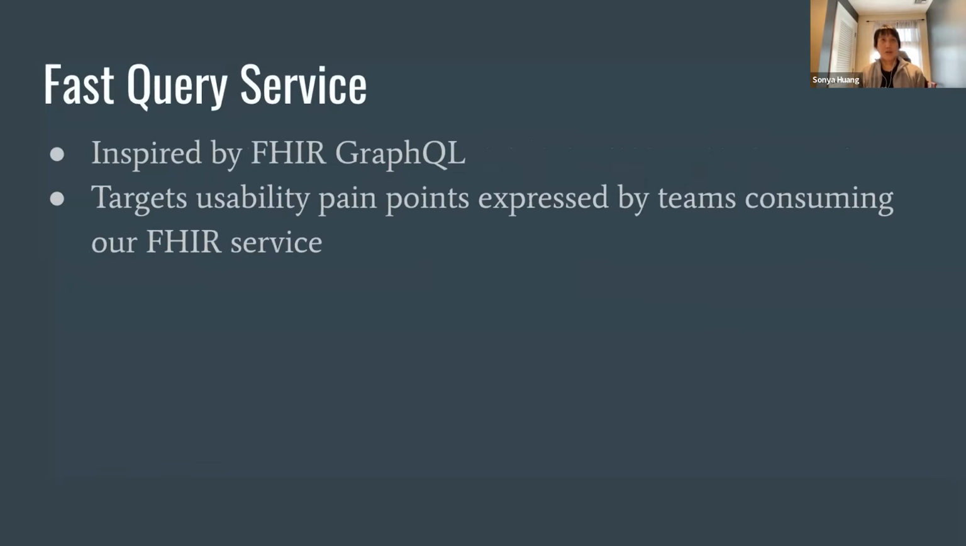So we are building a service called the Fast Query Service. We're inspired by the FHIR GraphQL schema, but we're also making our own changes to satisfy what we think will be better for our users. We're taking feedback from our downstream users to address the pain points that were very salient when they were using the REST API.